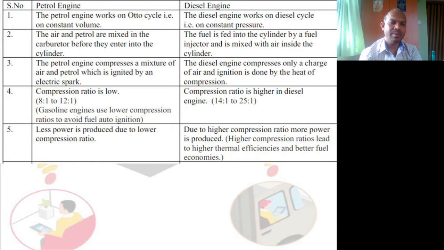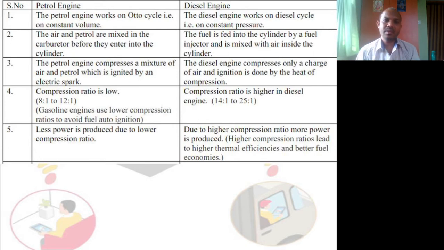Here the compression ratio is very low, around 8:1 to 12:1, whereas the compression ratio here is higher, 14:1 to 25:1. This is because gasoline or petrol engines use lower compression ratios to avoid fuel auto ignition. For example, if the same petrol and air mixture is compressed more than 12:1, say to 25:1, what happens? Without a spark plug itself, it will catch fire and burn, because petrol fuel is highly volatile in nature.